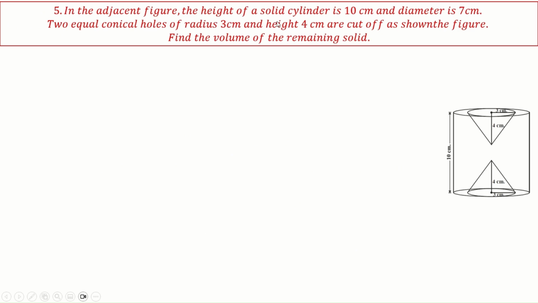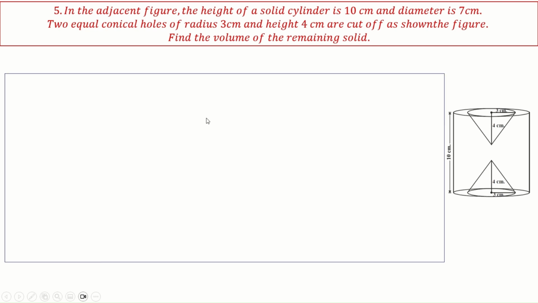In the adjacent figure, the height of a solid cylinder is 10 centimeters and diameter is 7 centimeters. Two equal conical holes of radius 3 centimeters and height 4 centimeters are cut off as shown in the figure. What is the volume of the remaining solid? Obviously, you removed some volume of conical structure. Since both are the same, you removed twice the volume of the conical structure. So it's very simple.